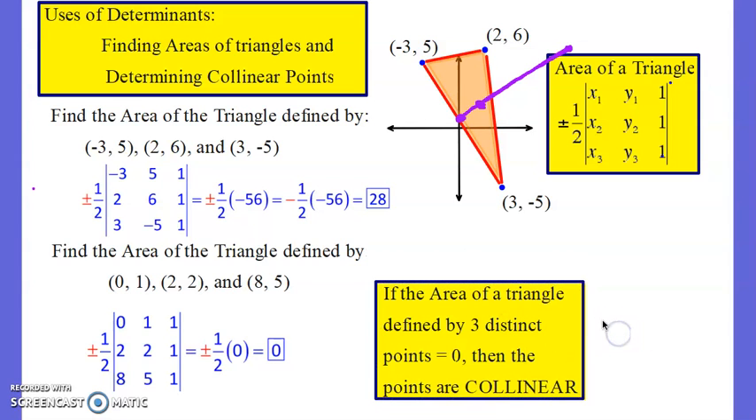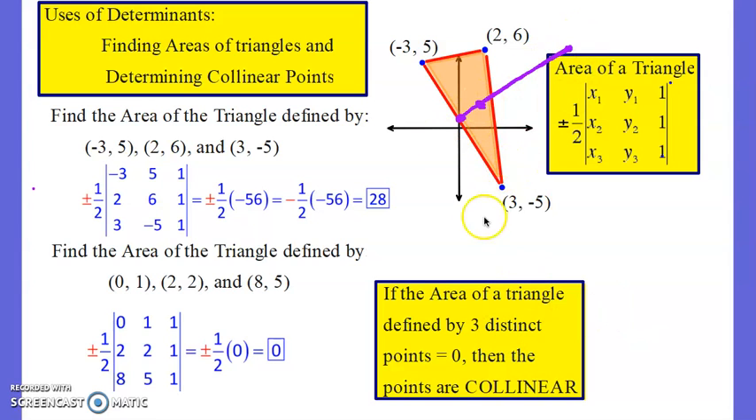Fix the font there real quick. There we go. Collinear. Because 3 points that are collinear won't form a triangle. They form a straight line. And of course the area of a line is 0. So that's one really fun way to know whether or not 3 points lie on a straight line.